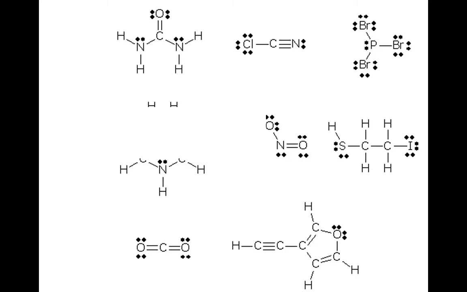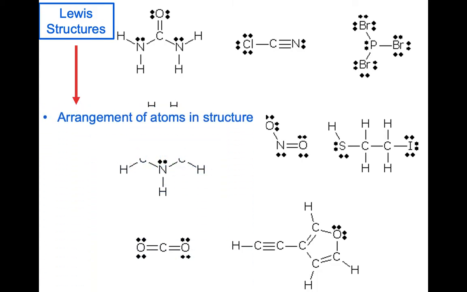These are Lewis structures. You will see some electrons that are not bonded, and those are the dots, and then you'll see the ones that are bonded, which are the lines. So these are called Lewis structures. In a Lewis structure, you'll see a couple things. How are those atoms arranged? And they are arranged in a very particular way. There are rules as to how they are arranged.